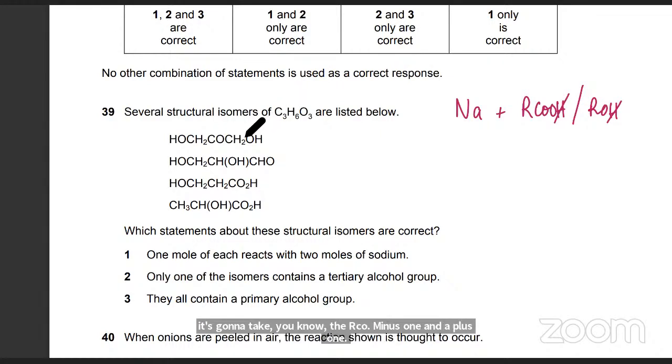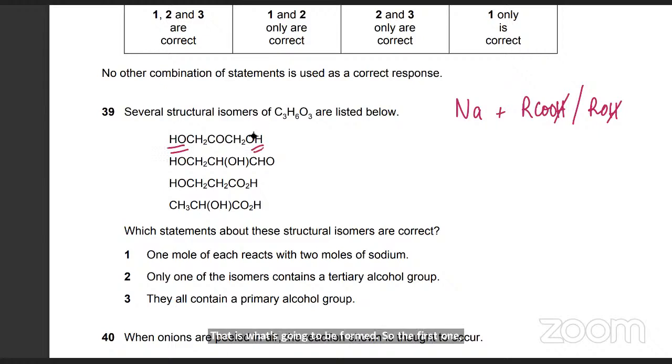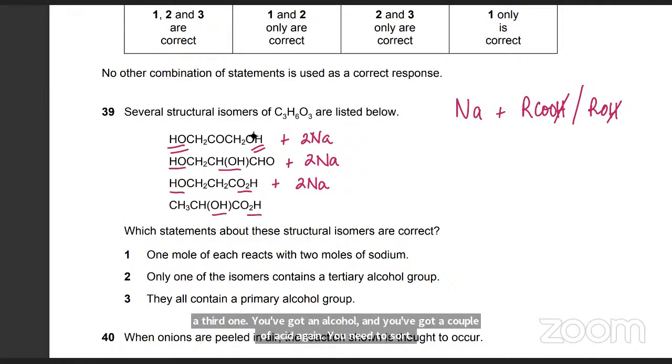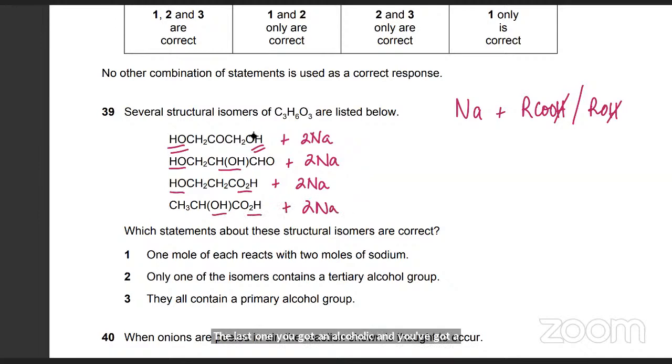So the first one, it's got 2 alcohols. So how many sodiums do you need? You need 2 sodiums, right? Second one, you've got again 2 alcohols, a primary alcohol and a secondary alcohol. Again, you need 2 sodiums, right? As a third one, you've got an alcohol and you've got a carboxylic acid. Again, you need 2 sodiums. The last one, you've got an alcohol and you've got a carboxylic acid. Again, you need 2 sodiums. So that's true. 2 moles of sodium are needed. Okay, clear?